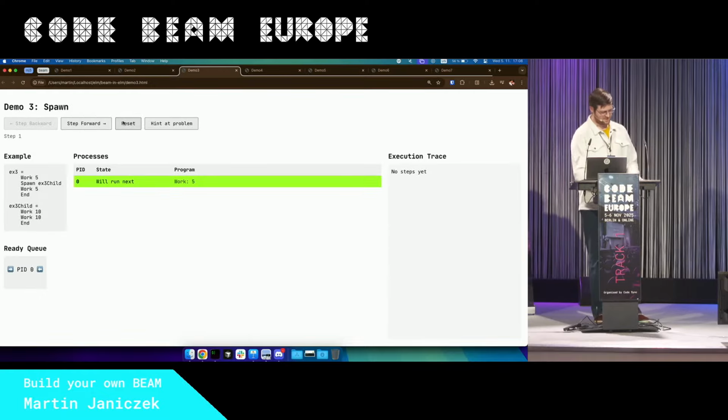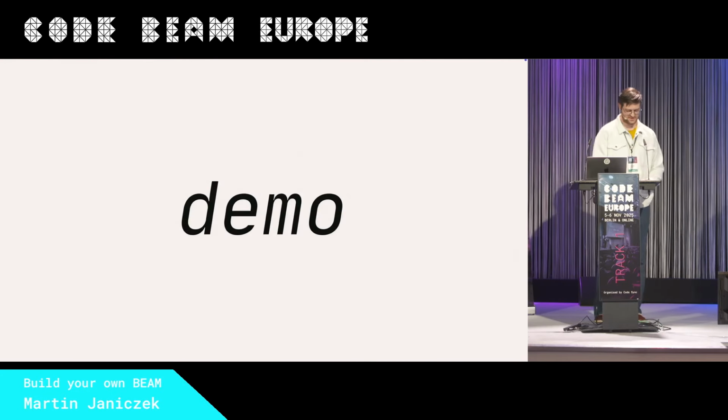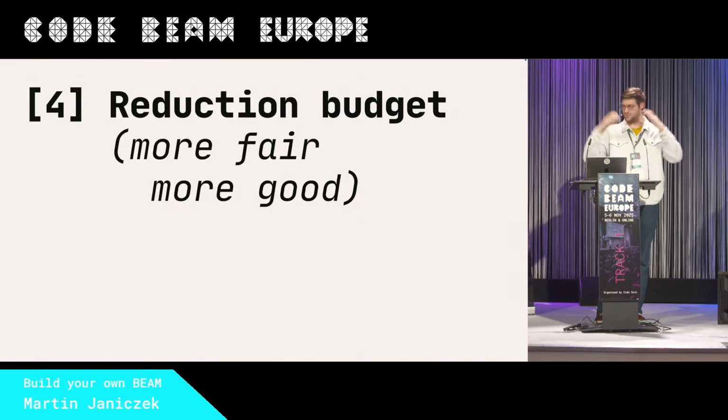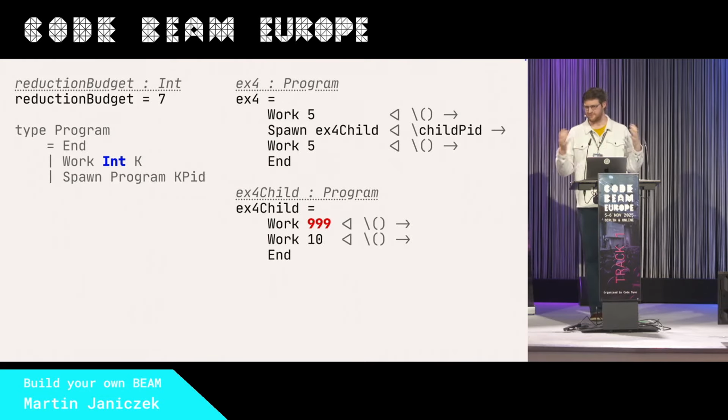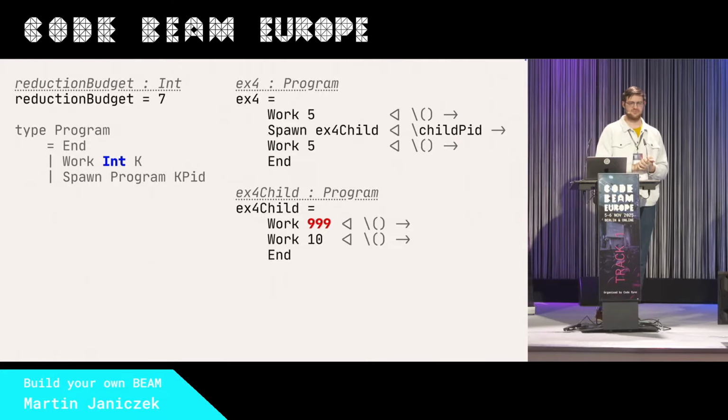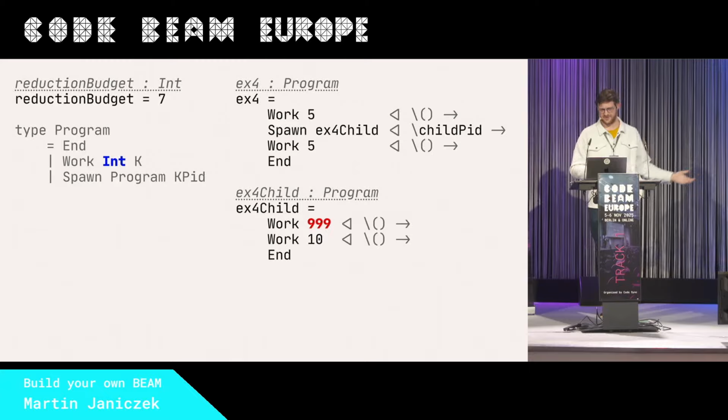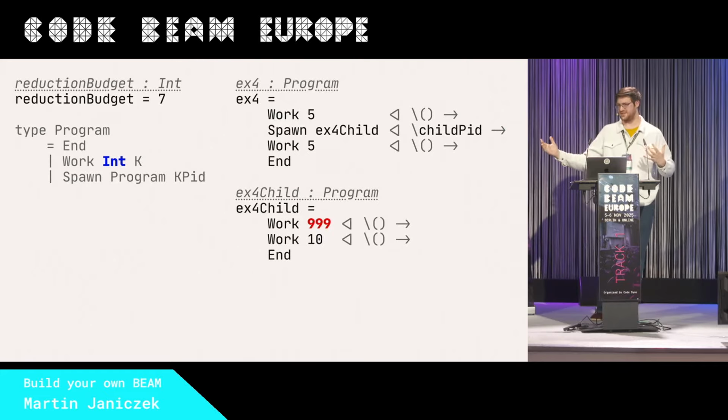And a way to combat this is with a reduction budget. Some of the talks in here have already talked about this. You pick a number. I have picked 7 because my examples are small, but the real BEAM has like 4,000. And the real BEAM basically decrements this reduction budget whenever a function call happens, which works really well for BEAM languages because we recurse when we process lists and so on. So it ends up working really well.